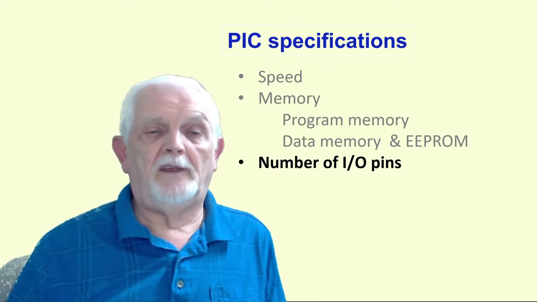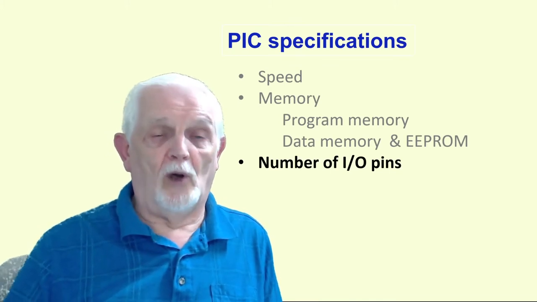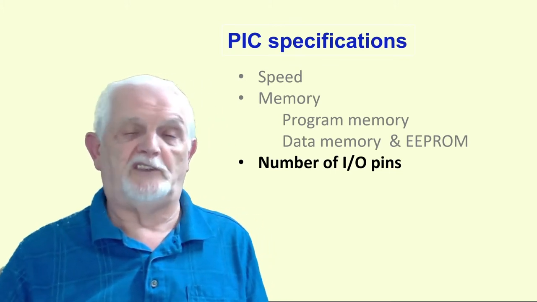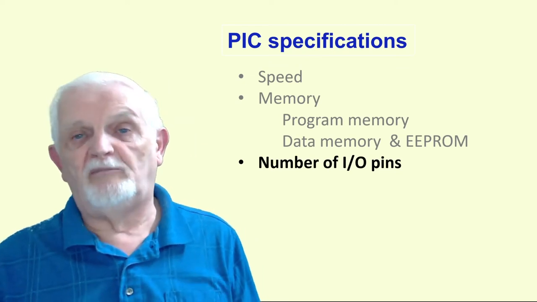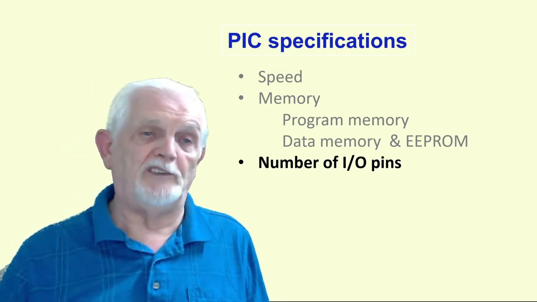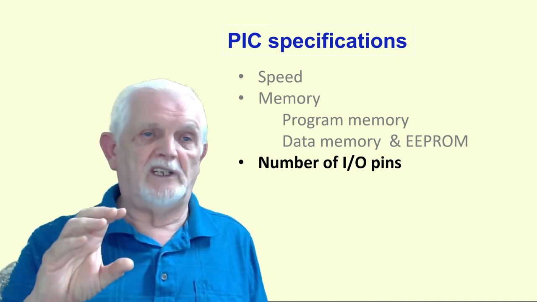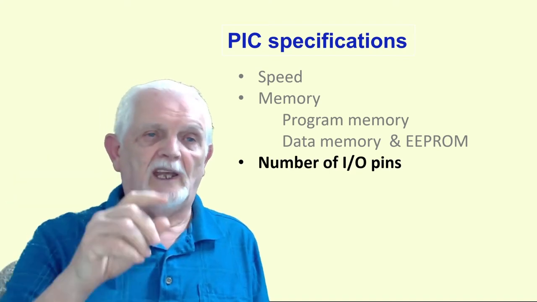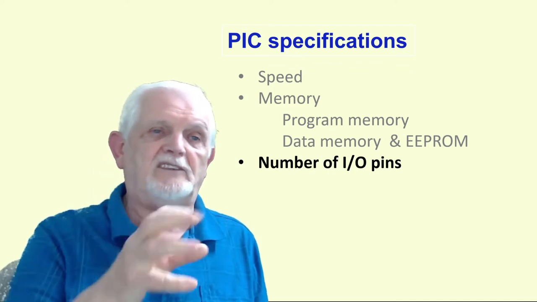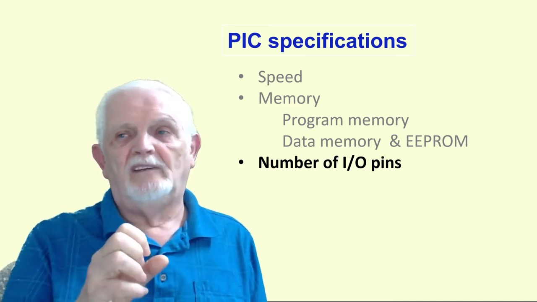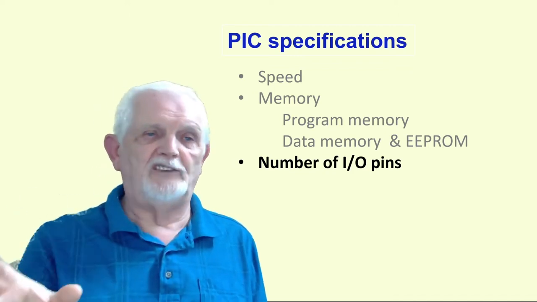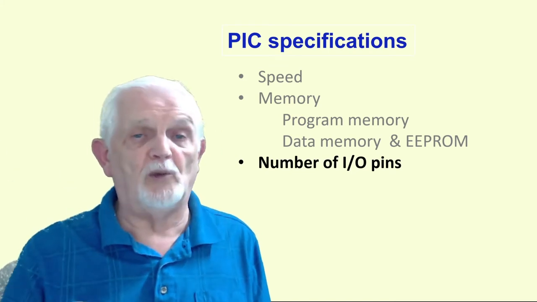Right. The other thing that's important for all developers is the number of pins it's got, particularly what they call I/O pins, input-output pins. That's where the chip is going to communicate with the outside world. That's where you attach switches and track detectors for inputs. That's where you put on LEDs and relays and so on for outputs.